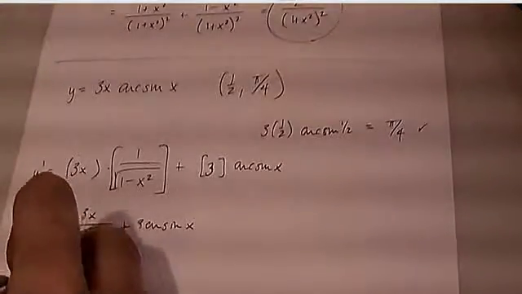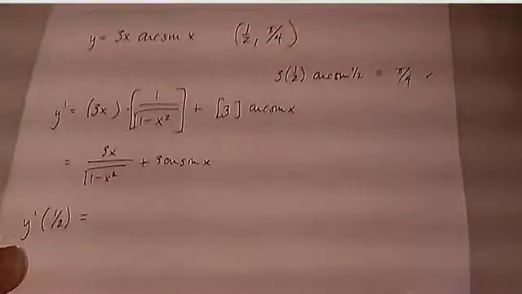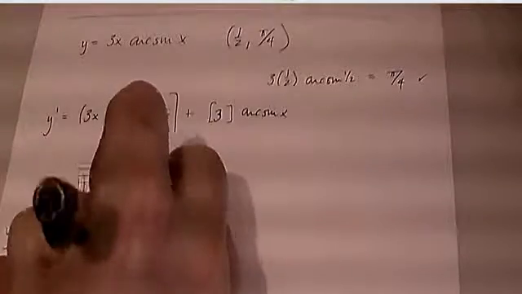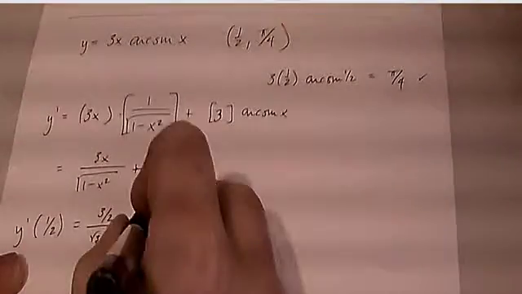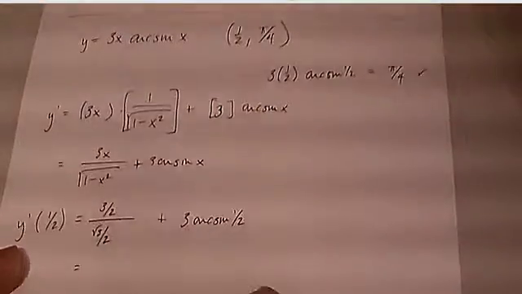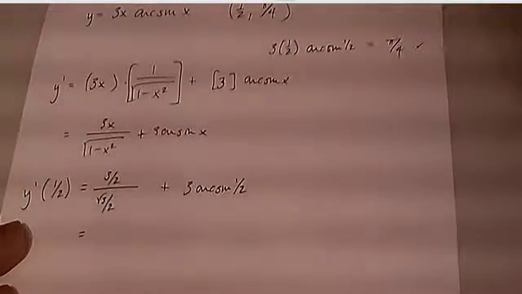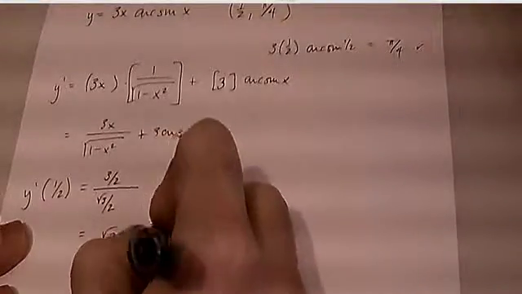Well, if I go ahead and evaluate y prime of 1/2, I recognize that that's going to give me 3/2, and then of course this is going to be the square root of 3/4, so that's going to be root 3 over 2. Plus 3 arc sine of 1/2. Well, arc sine of 1/2 we've already determined is going to be pi over 6. So this winds up being 3 over root 3. Well, 3 over root 3 winds up being root 3. And 3 times pi over 6 is, of course, pi over 2. So that winds up being our slope, as nasty as it is.